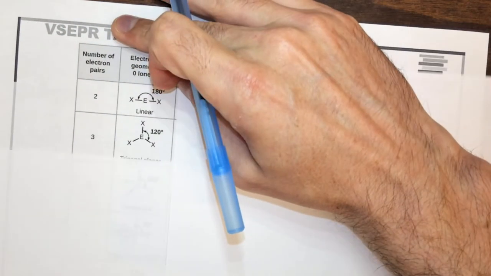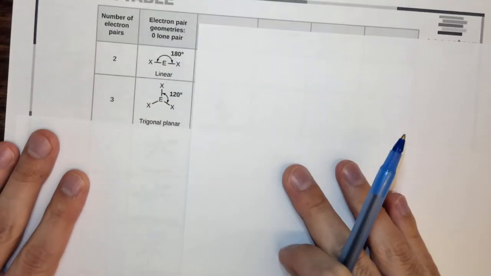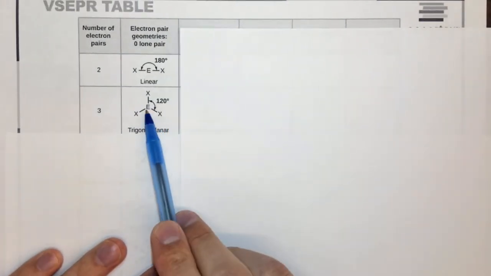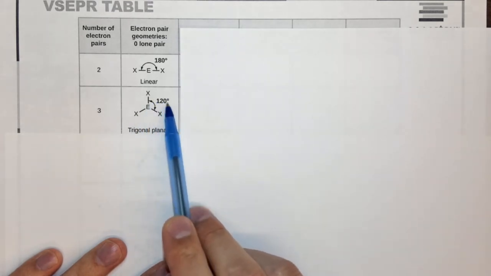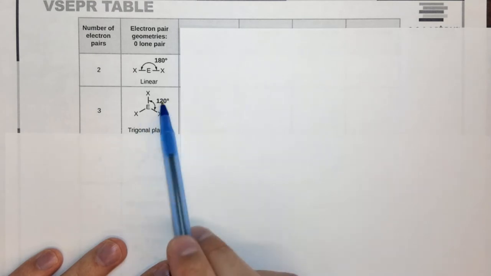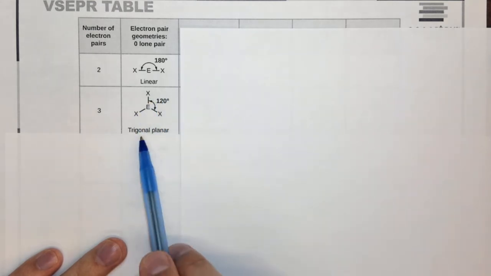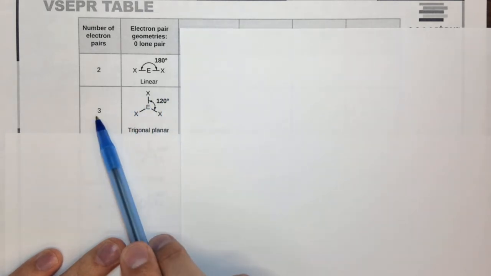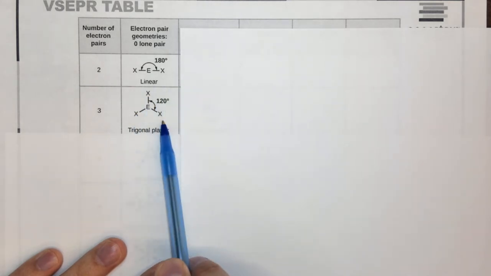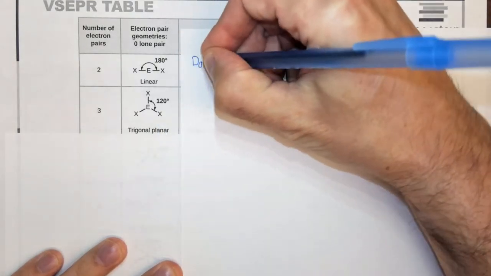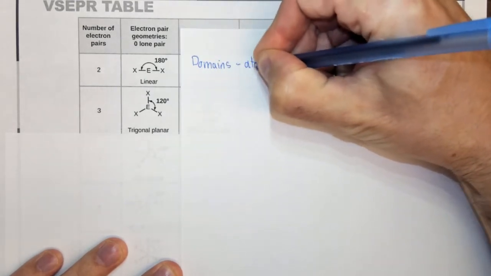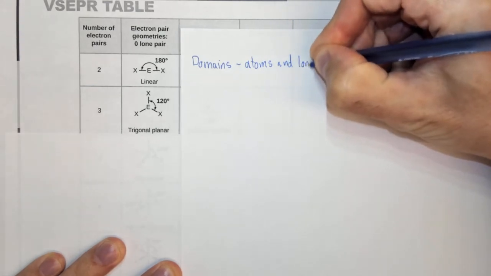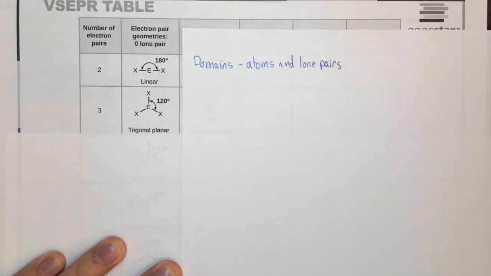Let's look at the next one. If you have three atoms around a central point, like so, they're going to be 120 degrees apart. This is as far apart as they possibly can be. And they're going to be in one plane, the plane of the paper. This is called trigonal planar. Trigonal because it's three of them, like a triangle, and planar because it's all in one plane. So this is the trigonal planar geometry. Note that this is three domains, three atoms, and no lone pairs. What counts as a domain is atoms and lone pairs. So domains, as it says on the previous slide, are atoms and lone pairs. And we'll start to look at actual examples shortly.